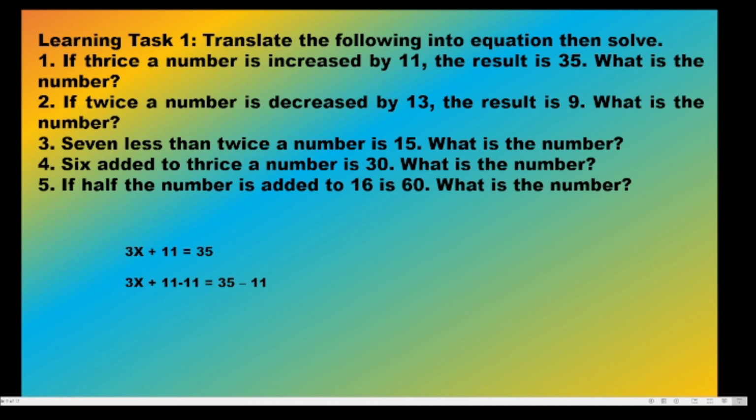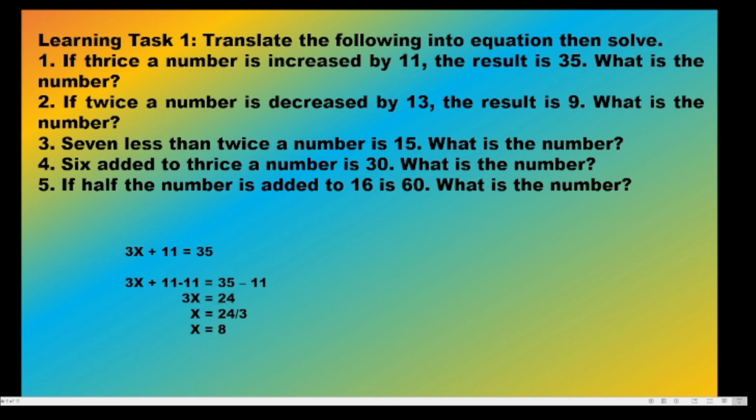So 3x plus 11, minus 11 on both sides. So positive 11, negative 11, that is 0. It should be 3x. And 35 minus 11, it should be 24. So to remove 3 from x, we need to transpose 3 to 24. And x is equal to 24 divided by 3. The answer is x is equal to 8.